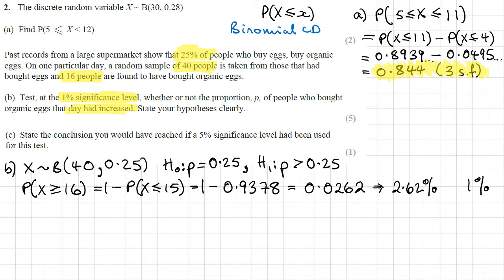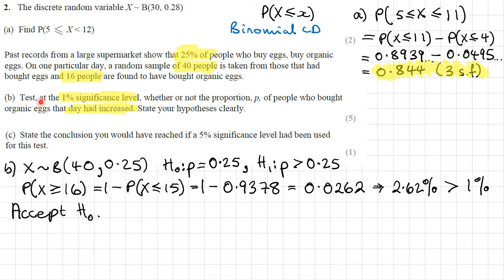Our calculated probability is greater than the significance level. When it's greater than the significance level, we can say that this outcome is likely. This outcome is related to H0. We always test H0. So we're going to accept H0, or we can say that H0 is significant. Now, H0 is that the proportion of people buying these organic eggs is still 25% and it's not changed.